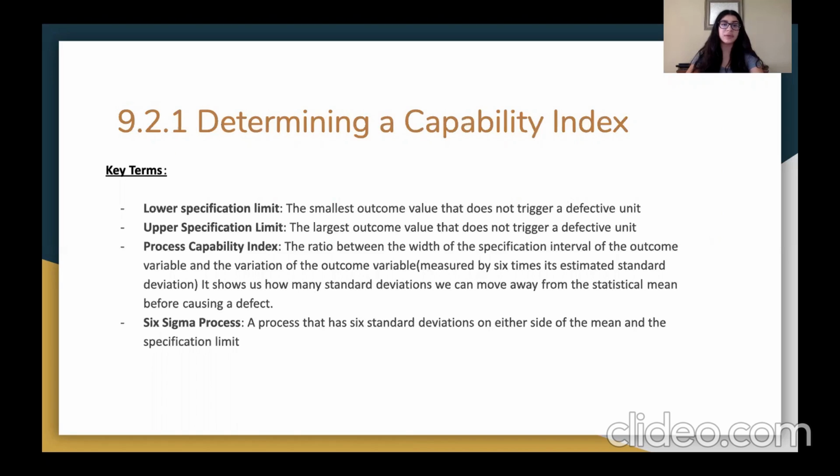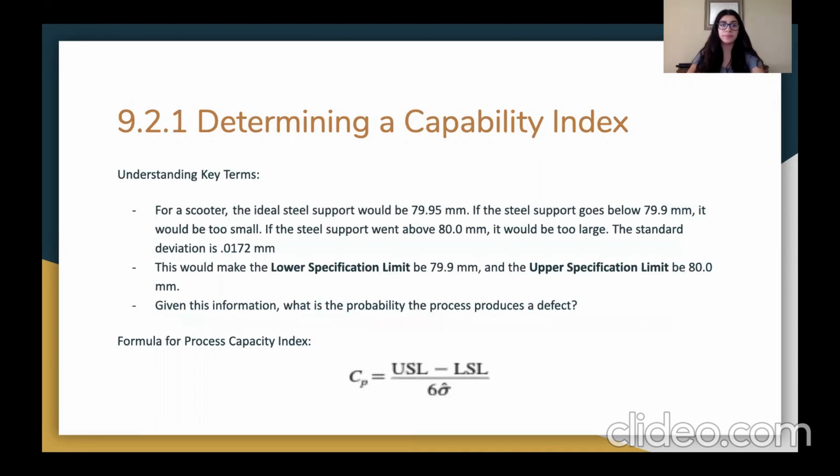Process capability index, which is the ratio between the width of a specification interval of the outcome variable and the variation of the outcome variable. This is what shows us how many standard deviations we can move away from the statistical mean before causing a defect. And the last one would be the 6 sigma process, a process that has 6 standard deviations on either side of the mean and the specification limit.